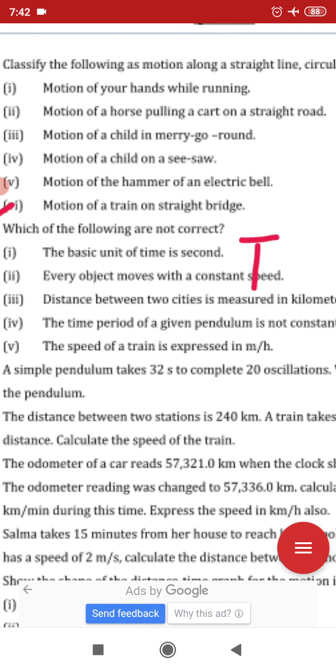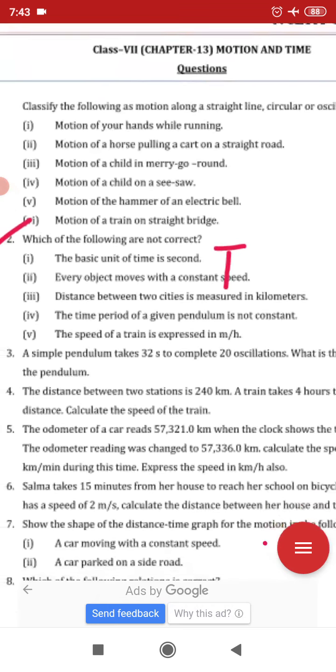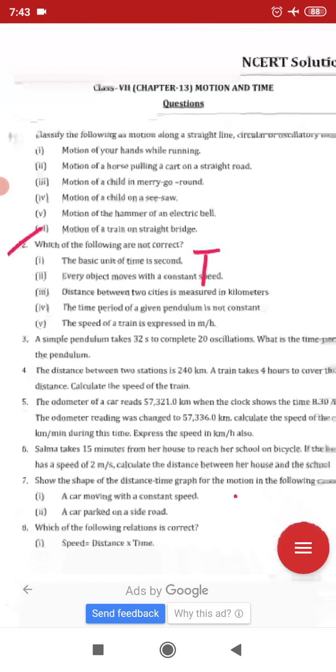As I told you before, different methods are available: MKS, CGS and FPS. These three methods are widely used to measure different things. So the SI unit or the standard unit means that MKS method. MKS is also known as the SI method, international unit system. So in all these methods you will get second as the unit of time. So second is the basic unit. Okay, this is true, this is correct. You can write true or correct or C.